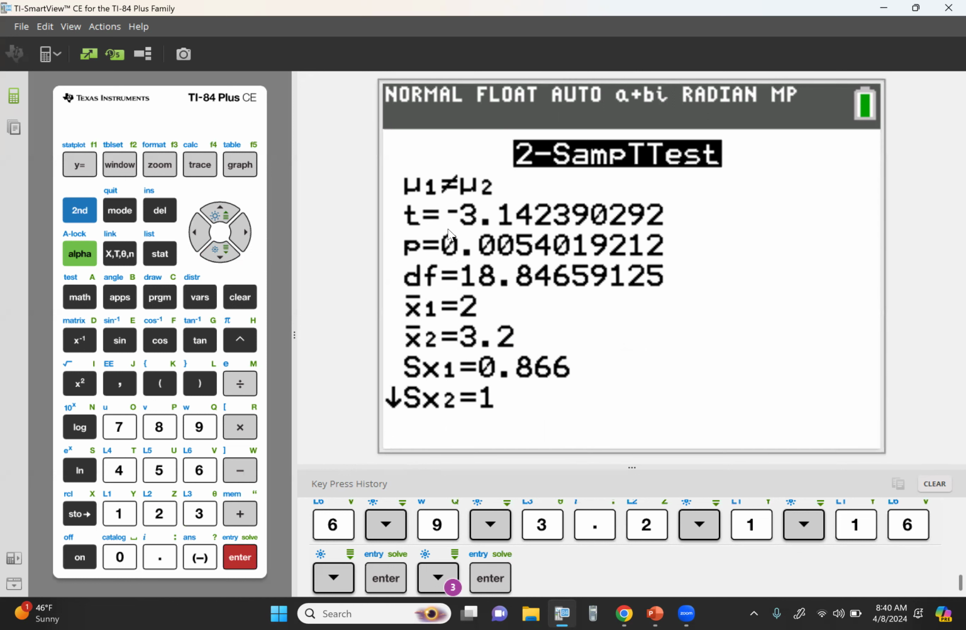Now you'll notice that they give you a t-score of negative 3.14. That's because I did girls first and boys second. If I did boys first and girls second, it would be positive. The only reason it's negative is because the mean of the girls is lower than the mean of the boys. Okay, but the p-value is 0.0054, correct? And the degrees of freedom that I calculated with that ugly calculation was 18.8466. Is that what I got?